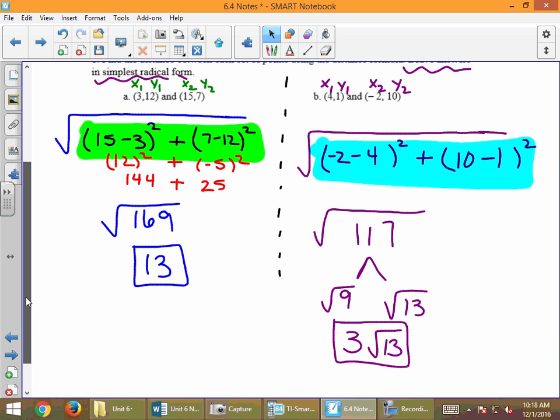Sorry. That's how you use the distance formula. We probably will never do this again, but good to know. If you like the distance formula, you can memorize it. Again, it's not something you're going to be given. You have to memorize it.